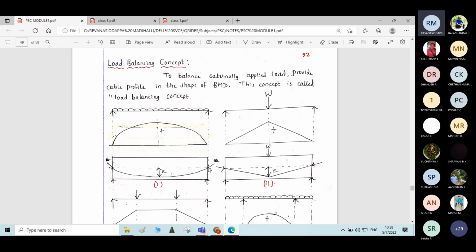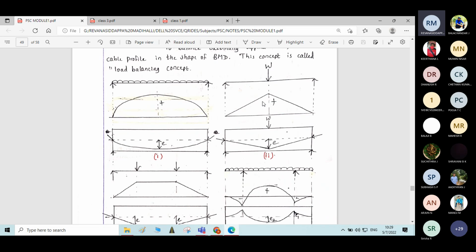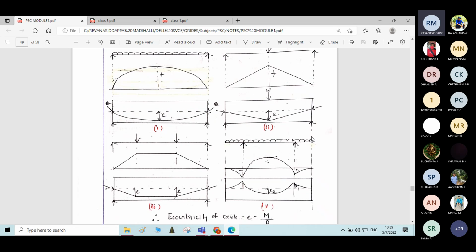Therefore, providing the cable profile similar to the bending moment diagram due to the external load will counteract the moment due to the load. That cable action, the pre-stressing action along the cable, will counteract the moment due to the external load. Very simple concept. Here you can see one more example. Second example, simply supported beam with point load at the center. The nature of the bending moment diagram is a triangular shape. So if you provide a triangular cable profile, then it will easily counteract the external moment.